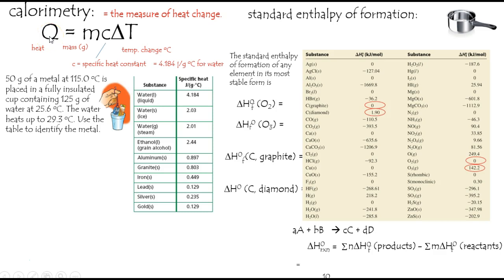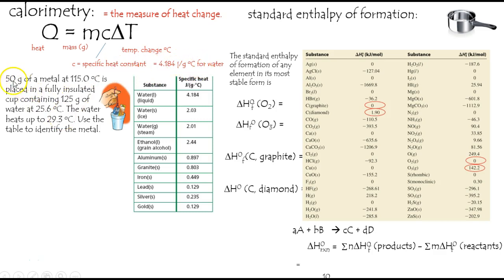The heat generated or required in the system is equal to its mass. More mass would require more heat, for example, or would release more heat, times the specific heat of the substance. Some substances require a lot of energy to change their temperature. Water is one of the biggest. Times the change in temperature in degrees Celsius. So the units are joules per gram degrees Celsius for specific heat.